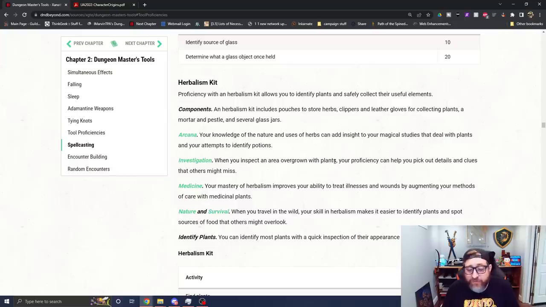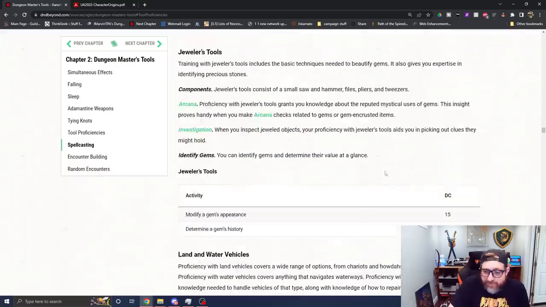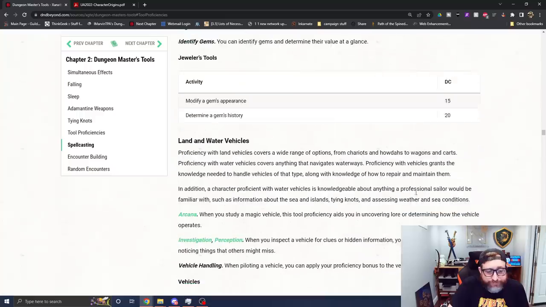Nature and survival. When you travel the world, your skill in herbalism makes it easier to identify plants and spot sources of food. Jeweler's tools, Arcana once again. This insight proves handy when you make Arcana checks related to gems or gem-encrusted items. Investigation. When you inspect jeweled objects, your proficiency with jeweler's tools aids you in picking out clues they might hold.